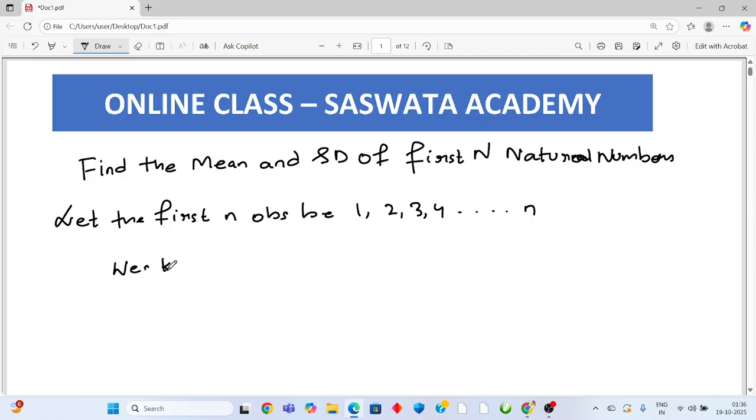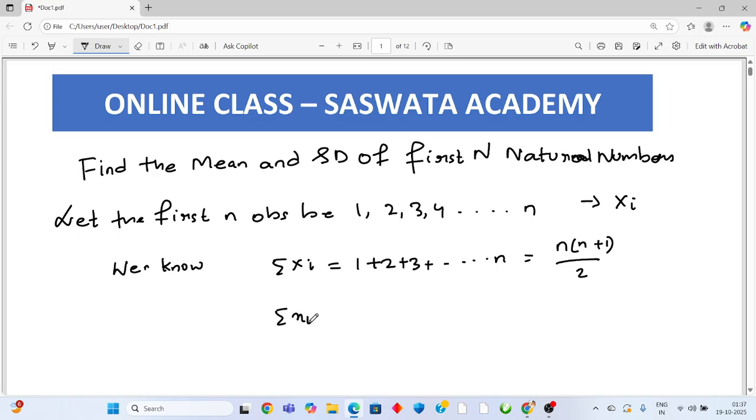We know that the sum of the first n observations, 1 plus 2 plus 3 up to n, is n times n plus 1 by 2, and the sum of squares of the first n observations, 1 square plus 2 square plus 3 square up to n square, is n times n plus 1 times 2n plus 1 whole divided by 6, right?